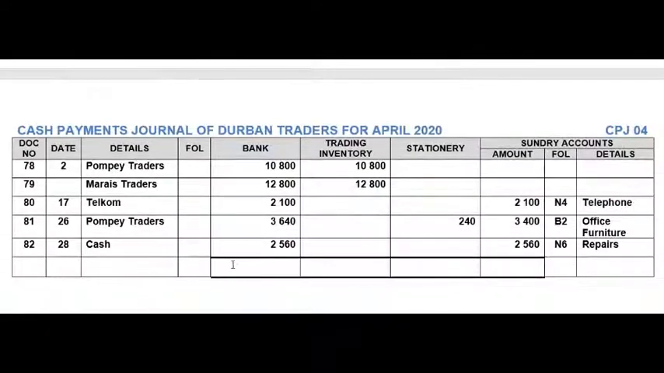And then lastly, in CPJ, you need to total your columns. And then your general references are the bank column will go to bank, trading inventory will go to trading inventory, stationery will go to stationery.